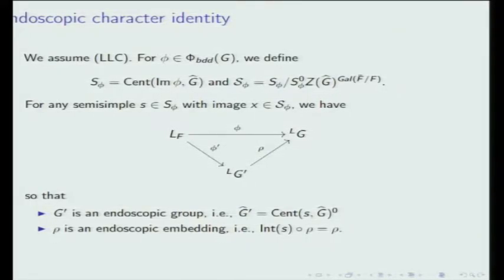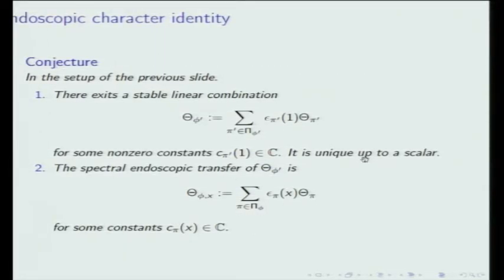And once you have this, you can try to see the relation between the packets on G prime and the packets on G. And so the conjecture is that these two packets should be related through the character relation that we have described previously. So the conjecture will be that on G prime, you can find a stable linear combination of characters in the packet parameterized by phi prime. And under the spectral endoscopic transfer, it will become a linear combination of characters in the packet of pi phi.